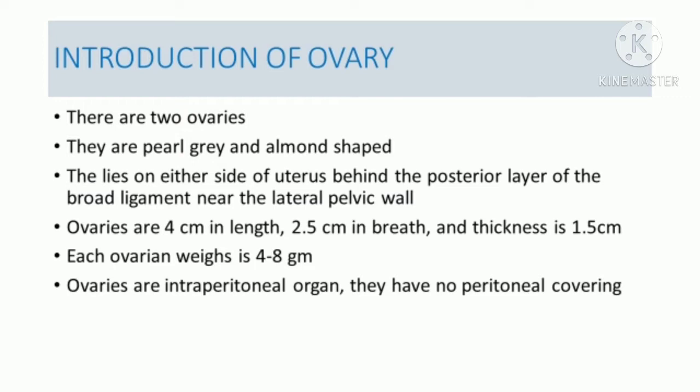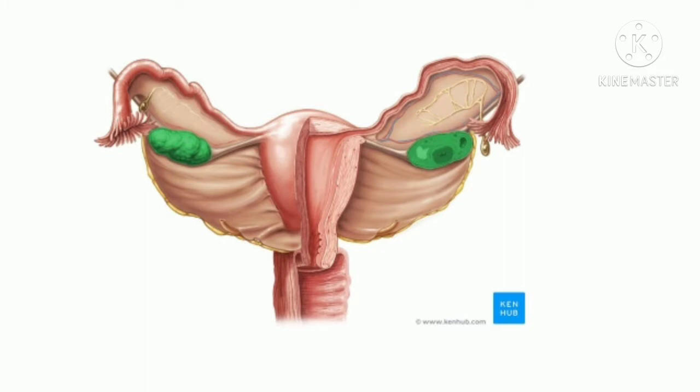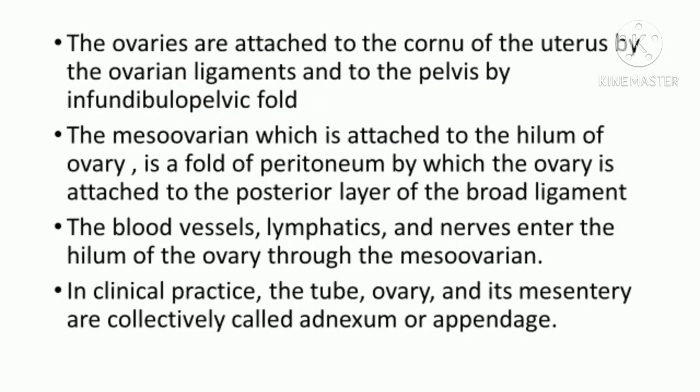Ovaries are intraperitoneal organs. They have no peritoneal covering. Diagram shows ovary in green color. The ovaries are attached to the cornu of the uterus by the ovarian ligaments and to the pelvis by the infundibulopelvic fold. The mesovarium, which is attached to the hilum of the ovary, is a fold by which the ovary is attached to the posterior layer of the broad ligament. The blood vessels, lymphatics and nerves enter the hilum of the ovary through the mesovarium.